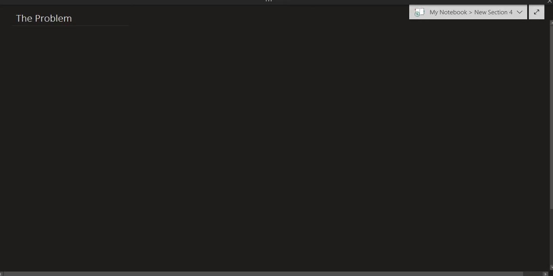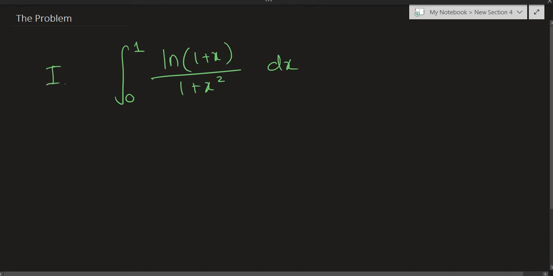So in my last video we calculated the integral from 0 to 1 of the natural log of 1 plus x divided by 1 plus x squared dx, and today we're going to generalize this integral. Let's just call the previous one I naught and today's integral I.